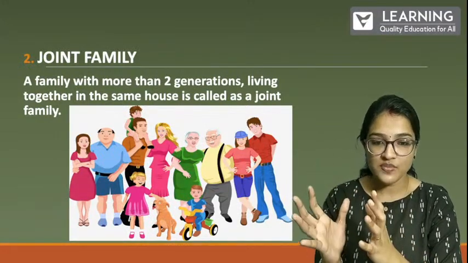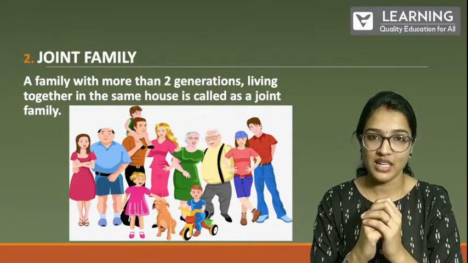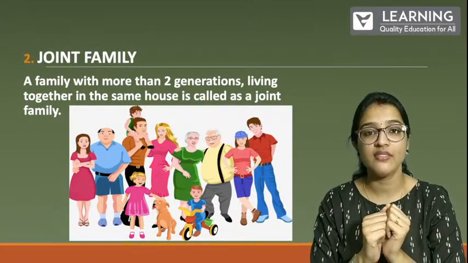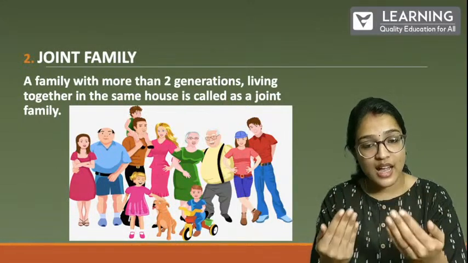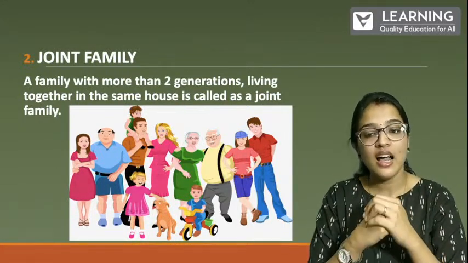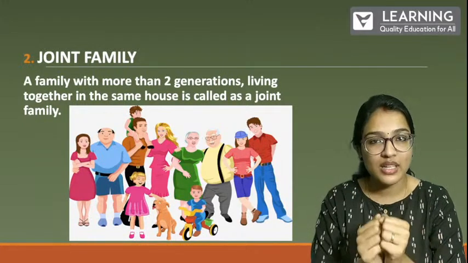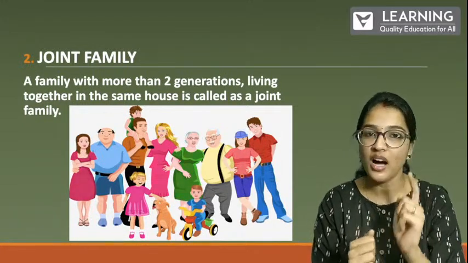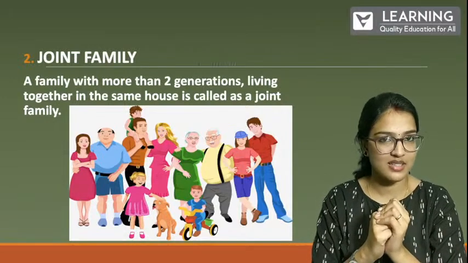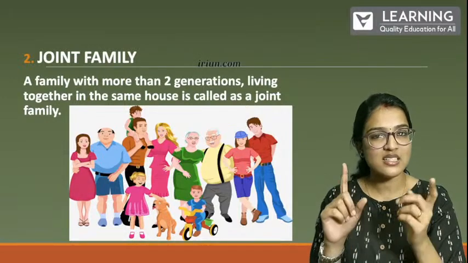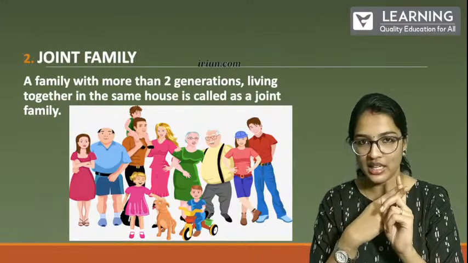So this forms a joint family. So what does it mean by a joint family? A family that consists of more than two generations, and they will be living together in the same house. Okay, so that is what a joint family means. So two types of families, joint family and nuclear family.